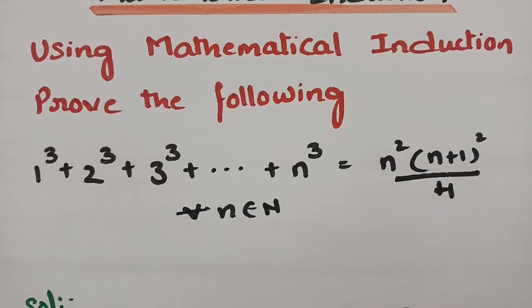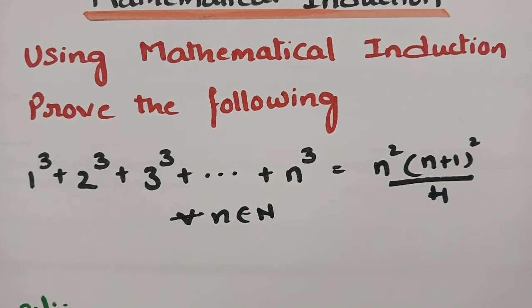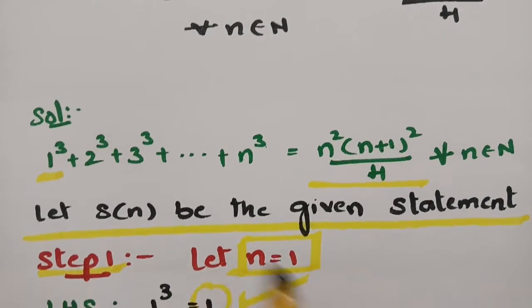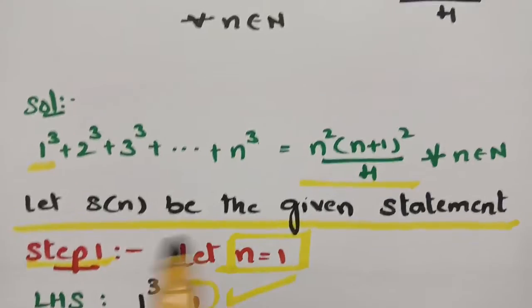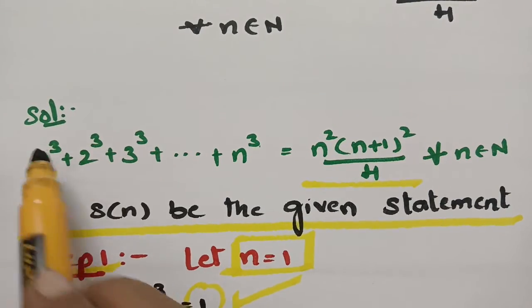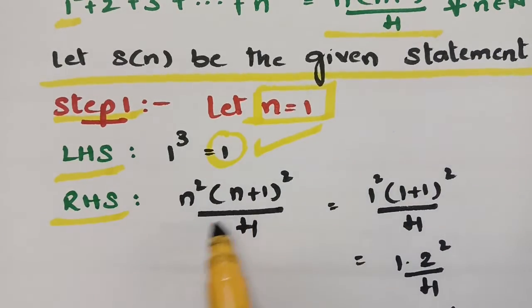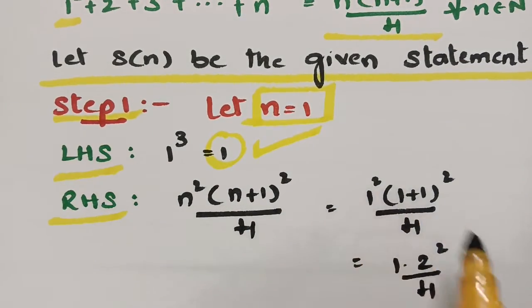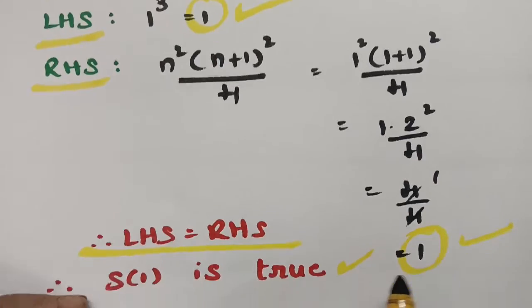So first of all, this is the question given. So in this question, we have to use mathematical induction to solve. So using mathematical induction, this is the statement here. The step 1 is nothing but we have to take n is equal to 1. So here the LHS part is 1 cube. So 1 cube is 1, and in the RHS part, if you keep n is equal to 1, the value is also 1. So here LHS is equal to RHS. Therefore the statement is true for n is equal to 1.